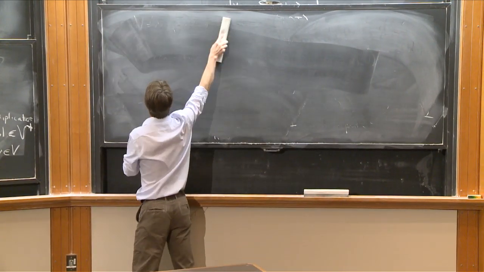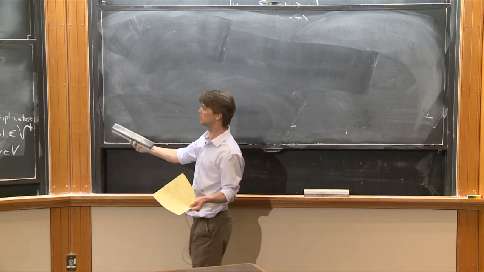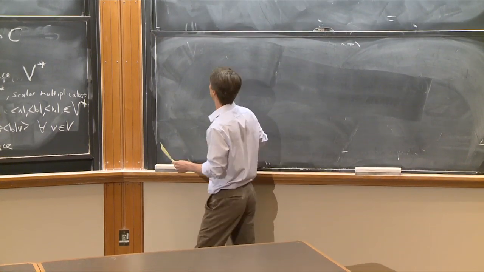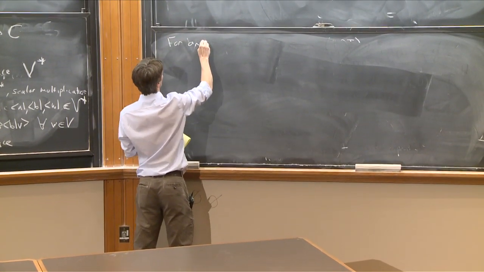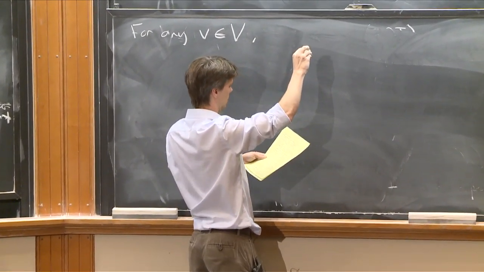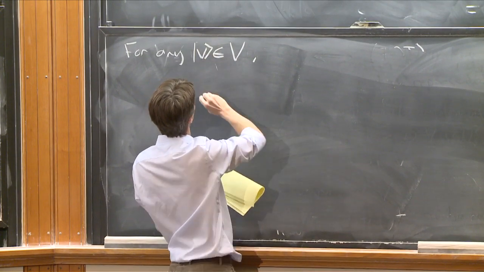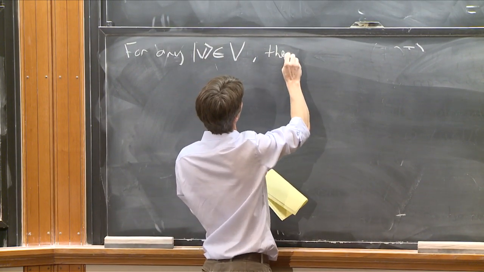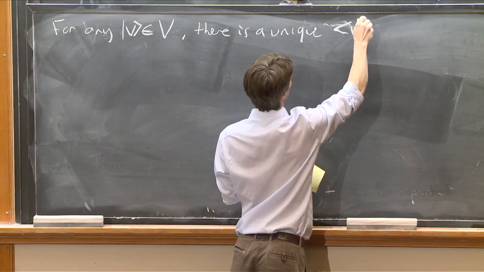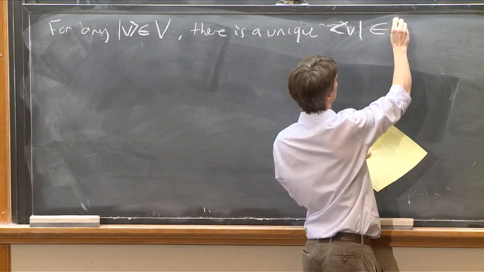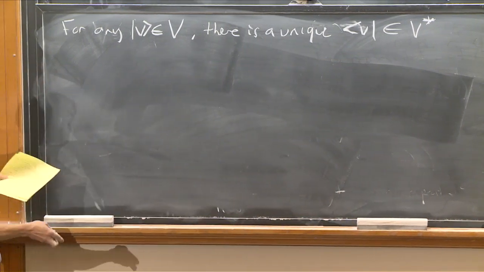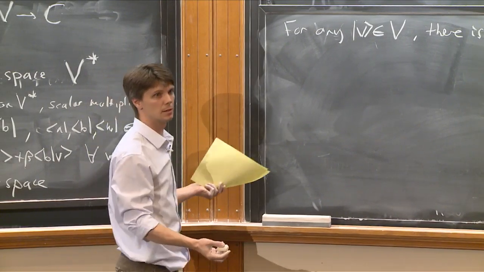And there's actually a correspondence between objects in the original vector space V and those that live in V star. So we can say for any V in V, there's a unique, sorry, I should write it like this. Any ket V in the vector space, there is a unique bra, which I'm also going to label by V, and this lives in V star.